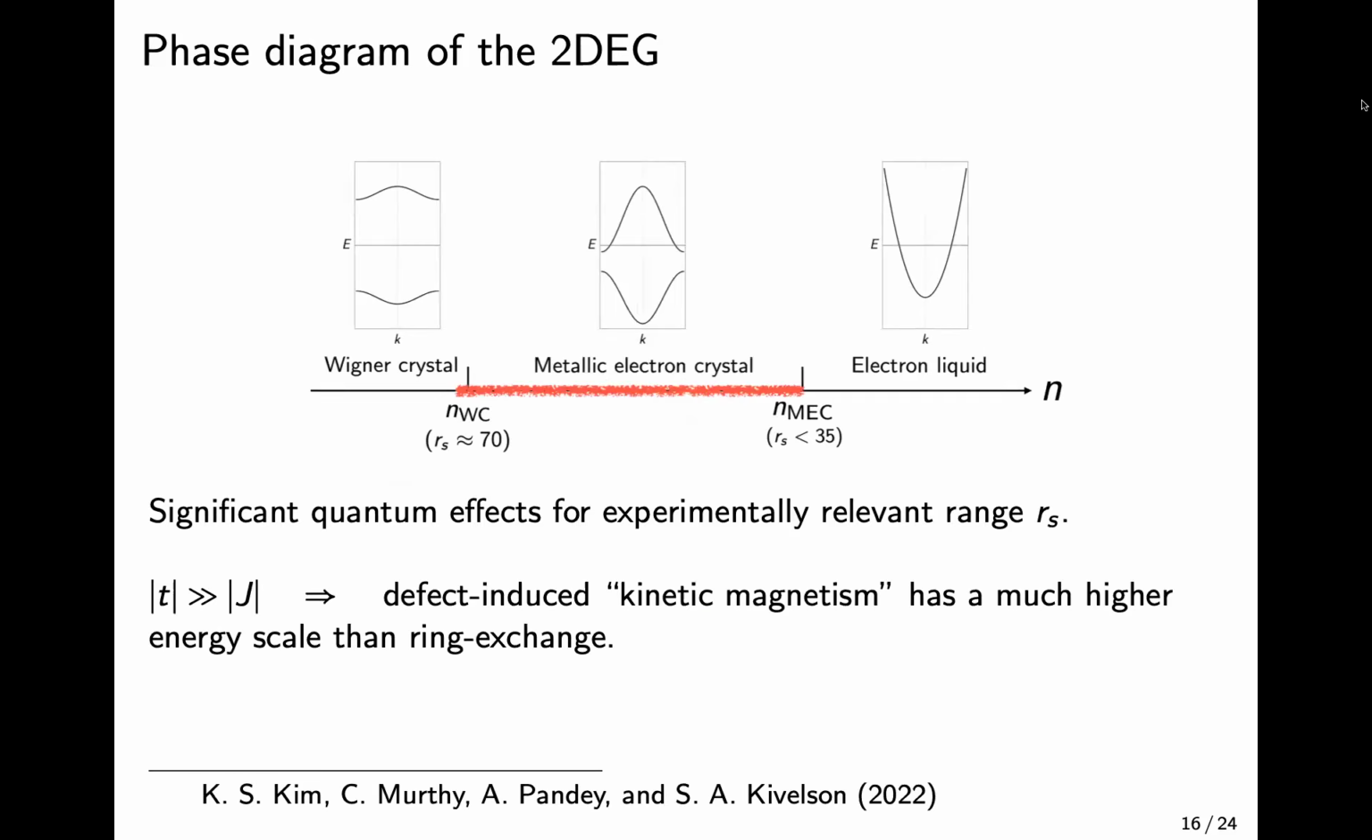Something I didn't talk about, but that is quite interesting, is that the fact that these hoppings are so much larger than the exchange couplings means that the sort of defect-induced kinetic magnetism will also come with much larger energy scales than those associated with ring exchange.